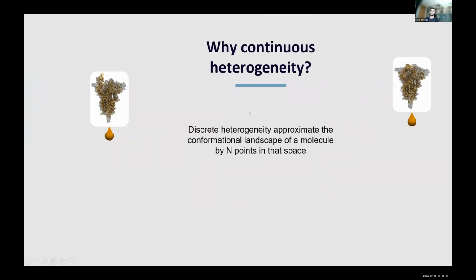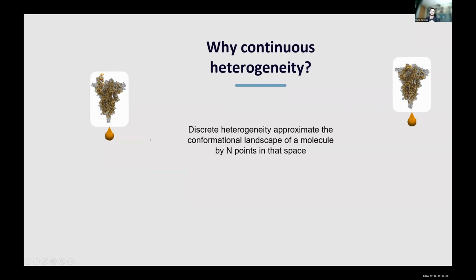Still, you may wonder if going to this continuous variability analysis is really useful, because we have been doing classification for a long time, and probably classification, even if it has some limitations, is more than enough. And for that, I really like, again, this example of the SARS-CoV-2 spike. This is an experimental data set we have been working on in the lab.